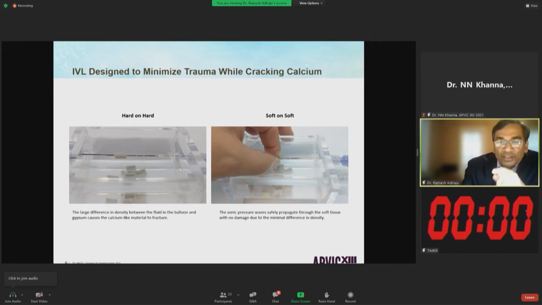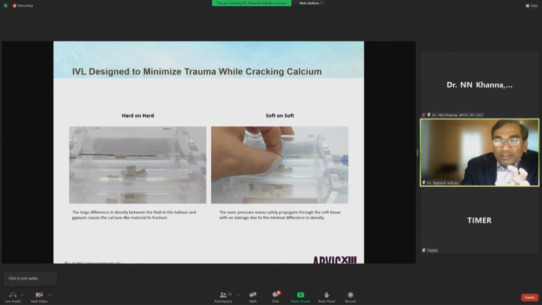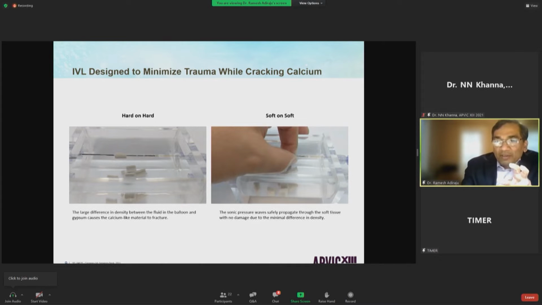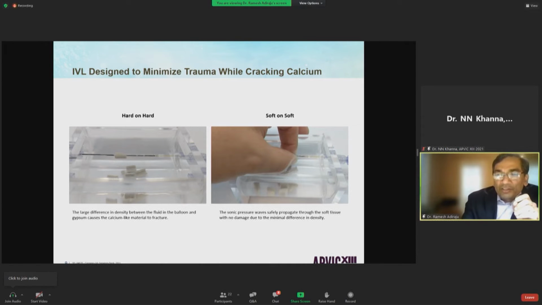As you can see in the side demonstration, it doesn't affect the soft tissue. So the vascular injury, fibrosis, or acute thrombosis because of soft tissue injury, these kinds of complications, endothelial disruption is minimal with this technique.